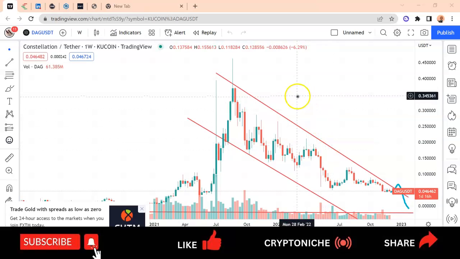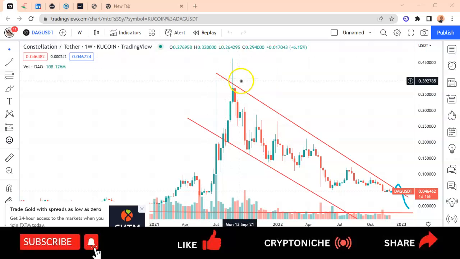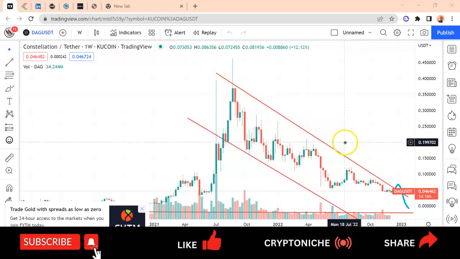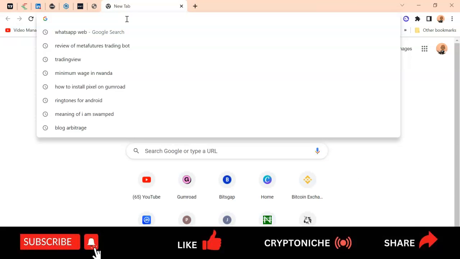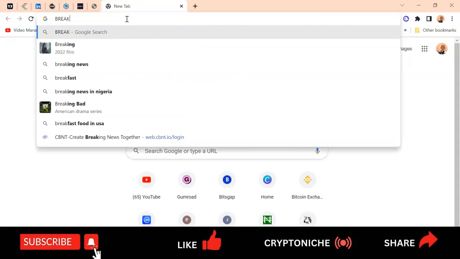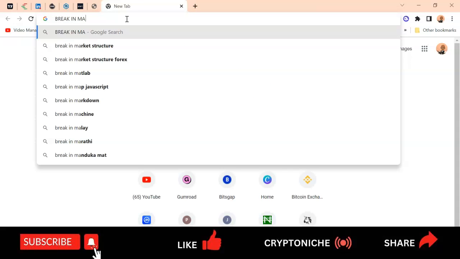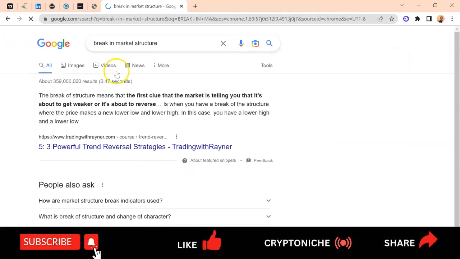Now we're going to be talking about break of structure in the market. What is the meaning of breaking structure in the market? Let's have a look at this break in market structure.